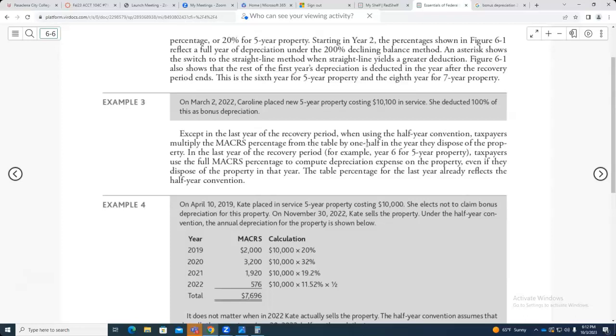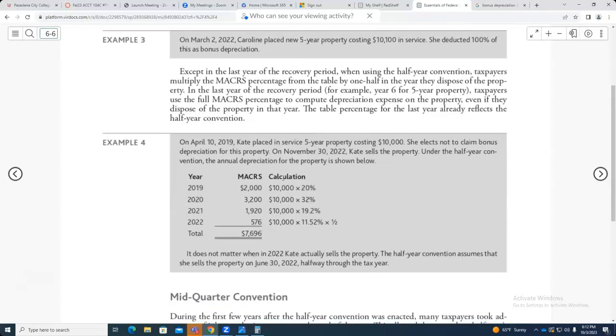Except in the last year of the recovery period, when using the half-year convention, taxpayers multiply the table's percentage by 1.5. Okay, let's look at the example. Sorry, you will see. I told you about this already. I said in the first year, you use half-year convention. Years 2, 3, 4, 5, you use full-year convention, I mean, full depreciation. And in year 6, when you sold it or you finish the depreciation, it is just half a year. So year 1 is half year, years 2, 3, 4, 5 are full years, year 6 is half year. Combined, half plus 4 plus half is 5 years of depreciation.